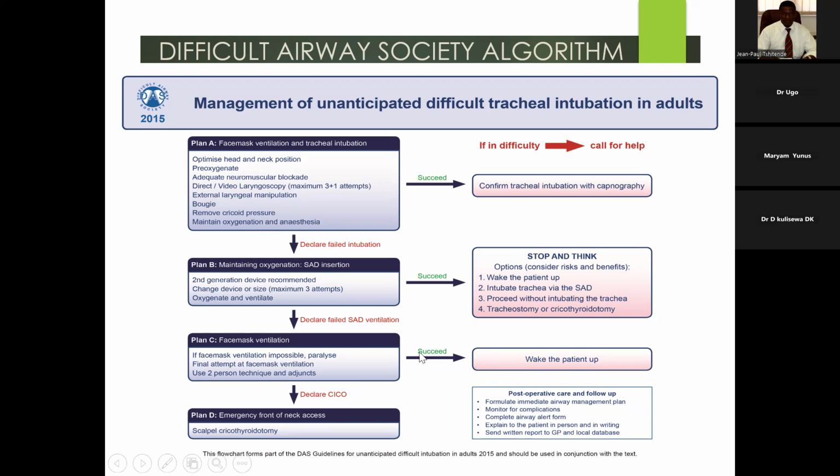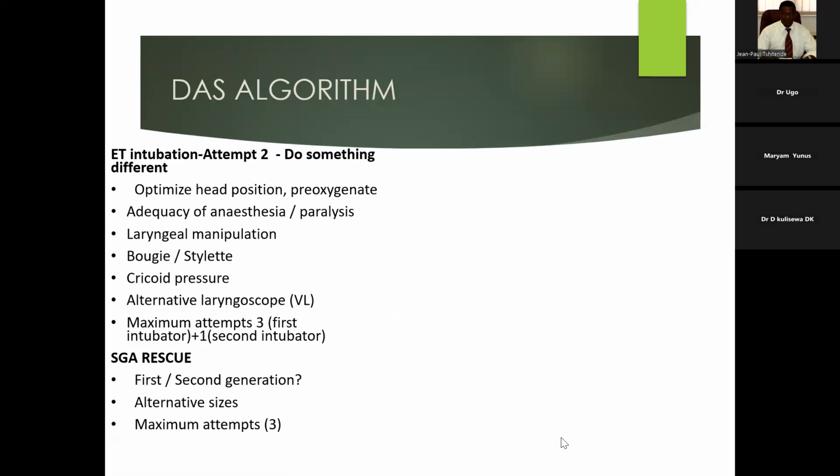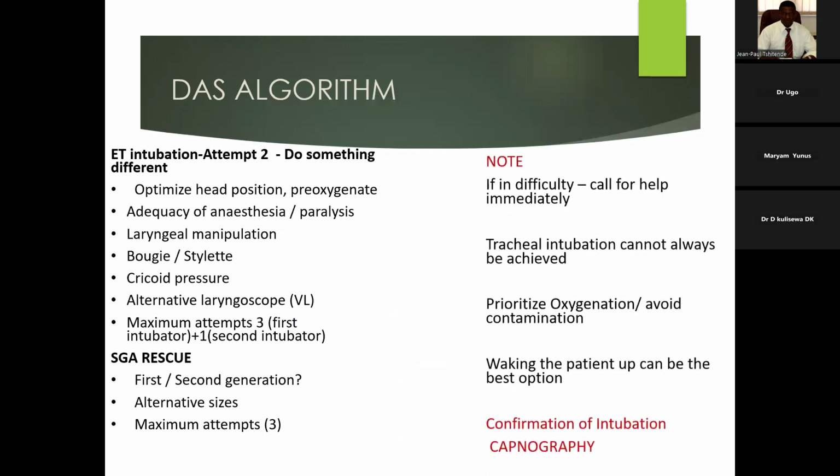If you succeed, please wake up the patient. That's not a time to be faffing around, because there could also be airway edema, airway soilage, bleeding, and all of that. But if you don't succeed, then you go to scalpel cricothyroidotomy. After all of this, if you succeed at this point, hopefully, then you need to formulate an immediate airway management plan. You monitor for complications, you complete the airway alert form, and you explain to the patient in person and in writing, and ensure that they know what is happening. Okay, so this is just a repetition of everything I've said before.